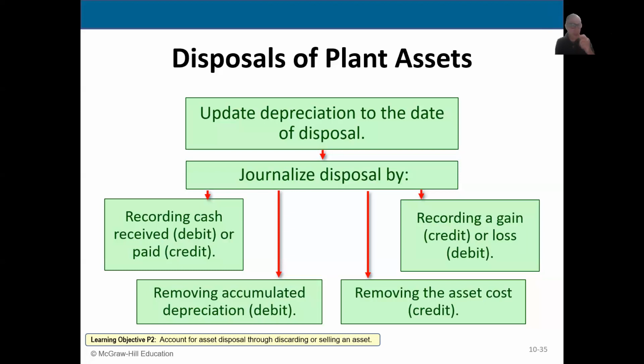If we're recording a gain on the asset, meaning I'm selling it for more than what I bought it for, it happens sometimes, right? We record that as a gain. So that would be a credit to the gain account. If it's a loss, we debit it. To remove the asset off the books, it's a credit. To remove the accumulated depreciation, it's a debit.